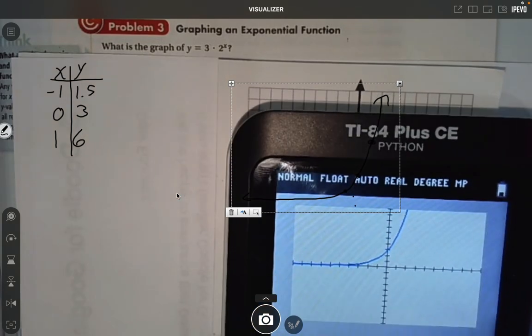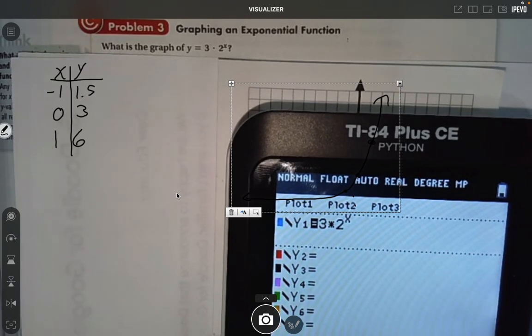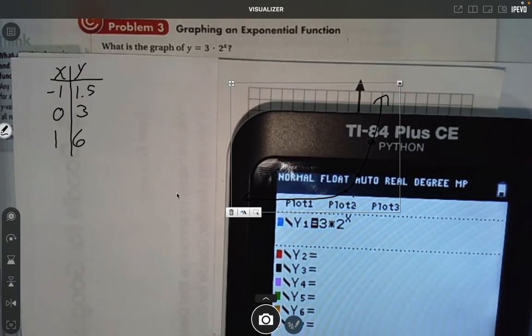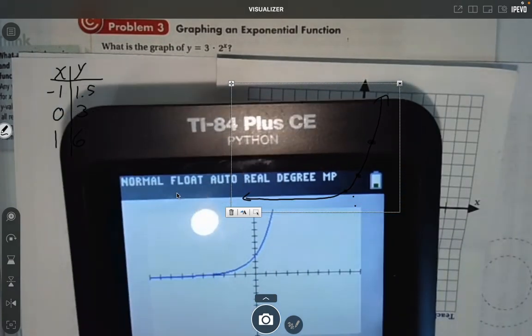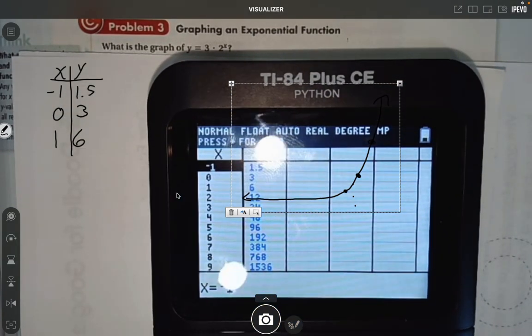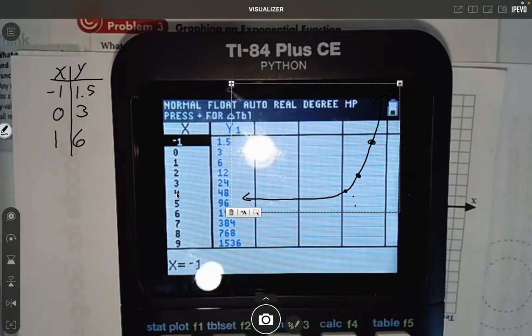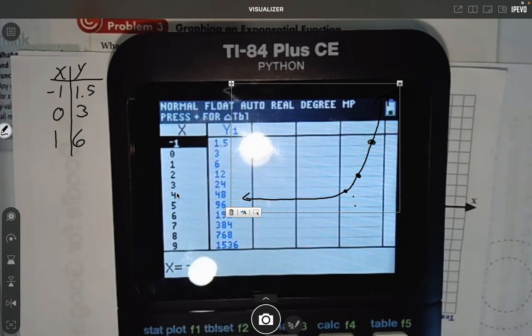Okay, so this is what I typed in again. 3 times 2 to the x. And then here it is on my graph. How do I find the points? What do I press for that? Second graph or table. And look, see how I have the same exact points that they do? Okay, so either way is fine.